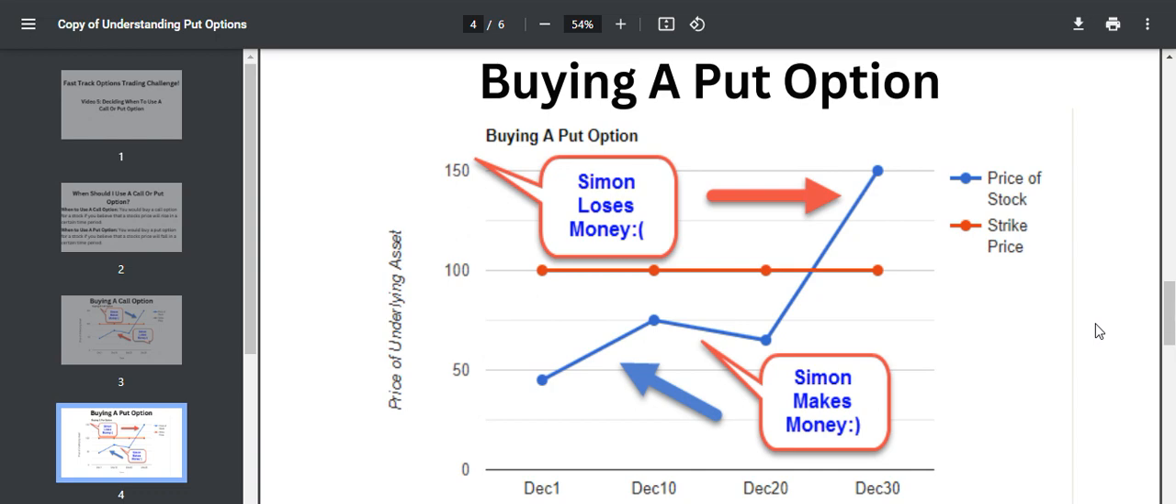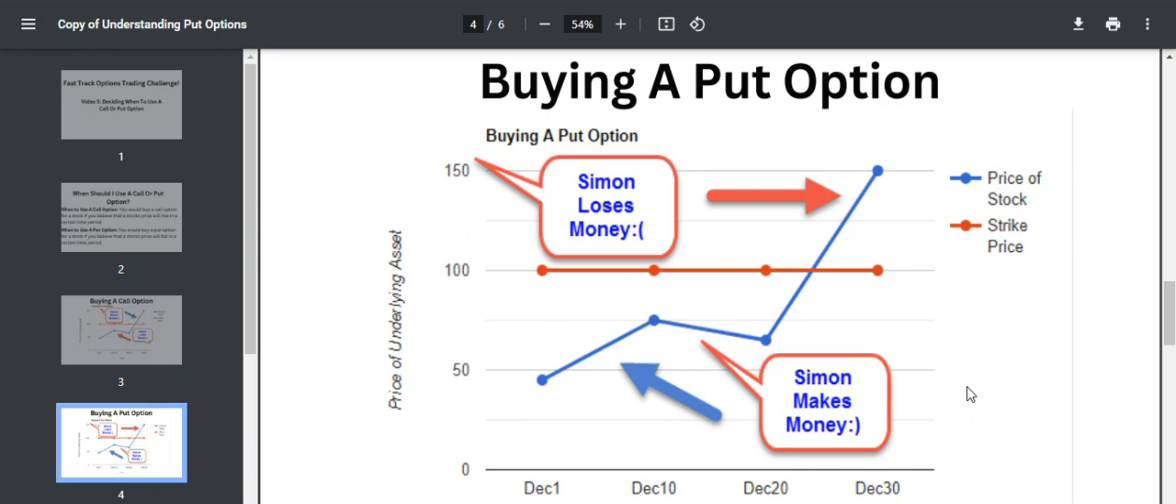So basically that's what Simon's betting on, and lo and behold, Simon's betting that the stock price is going to stay below 100, and lo and behold, the stock price falls to $50 per share on some negative news. This is exactly what Simon wanted. That's why he bought a put option. He's in the money, and basically he can now cash out for a profit.